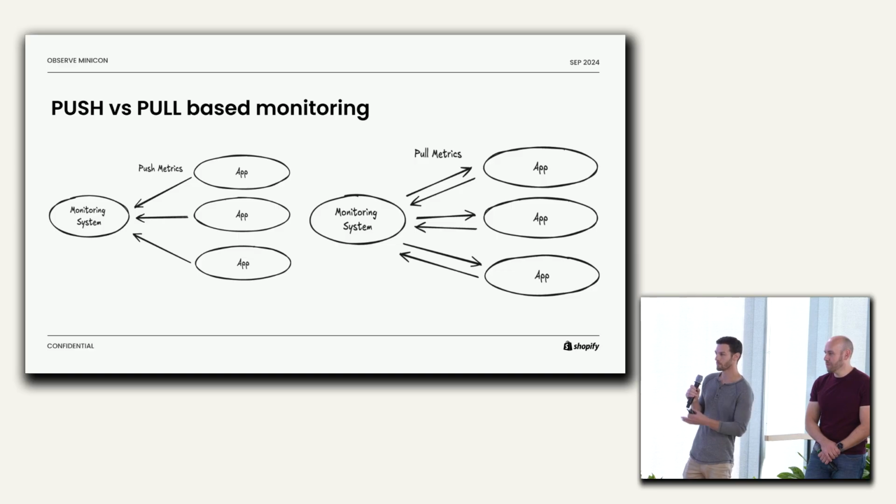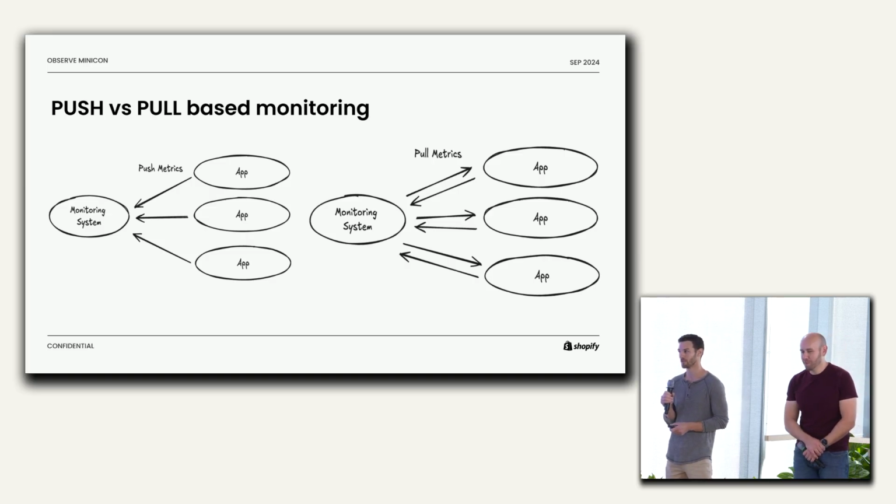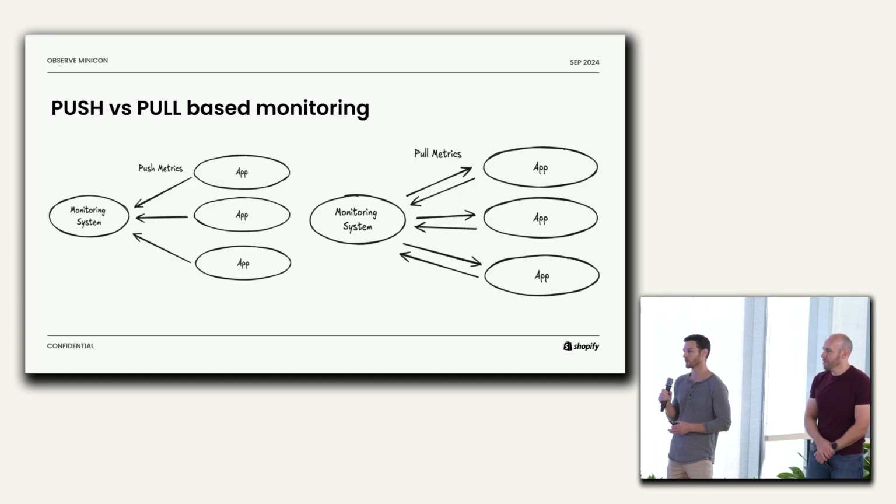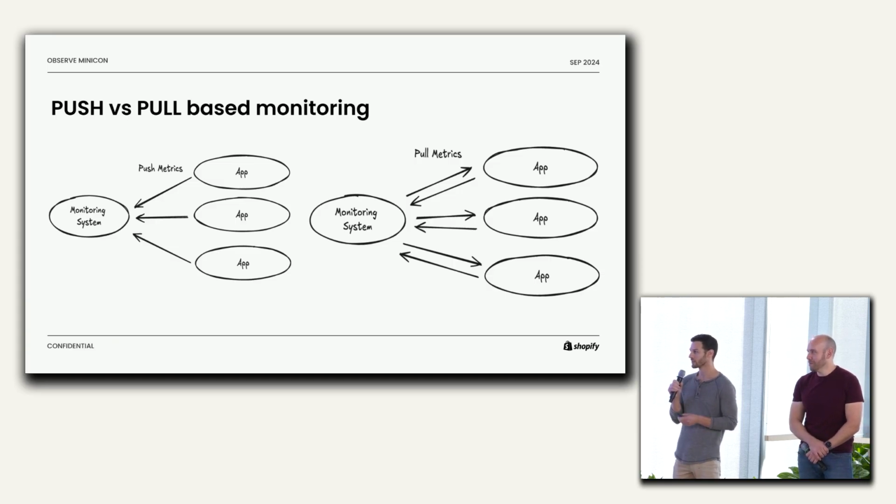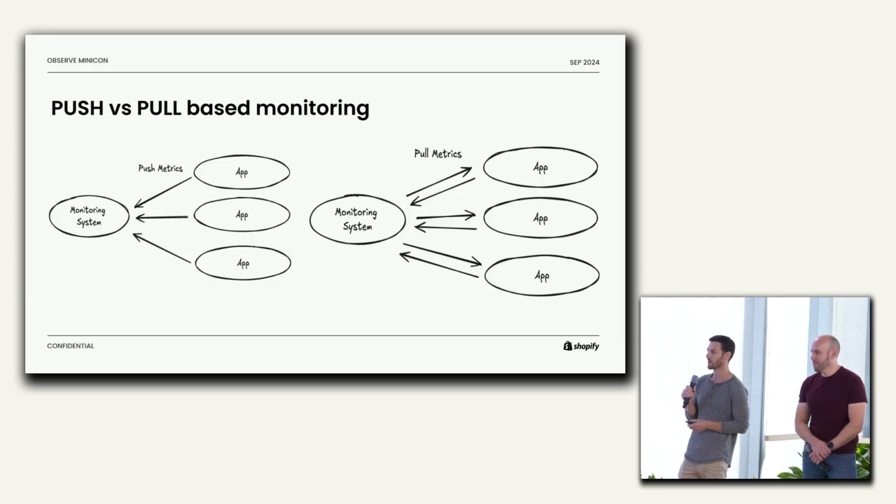So this is a rudimentary description of what push versus pull is. As you can see, with push, we have a monitoring system that is getting pushed to from the applications that have metrics. And on the right here, we have pull, where the monitoring system is actually reaching out, discovering the applications that have metrics and pulling the metrics into it. It is that simple in terms of describing the difference. But we're going to zoom in on the right side of this and talk mostly about the pull-based system using Prometheus.